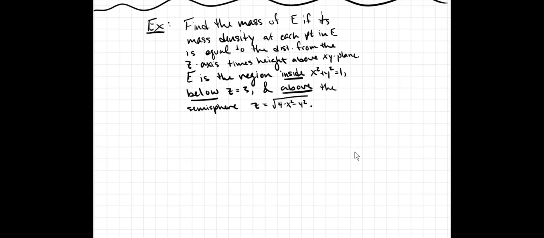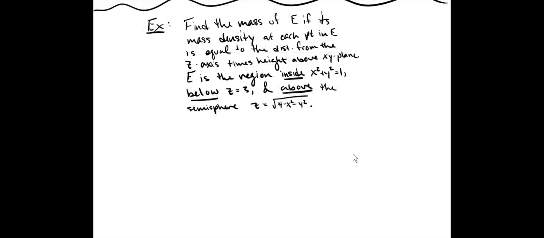Let's find the mass of the solid region E if its mass density at each point inside E is equal to the distance from the point to the z-axis times the height of the point above the xy plane. Now let's say E is the region inside x squared plus y squared equals 1, below z equals 3, and above the semisphere z equals root 4 minus x squared minus y squared. First thing I want to do, maybe take a second, ask yourself that question. It's the first thing you want to do.